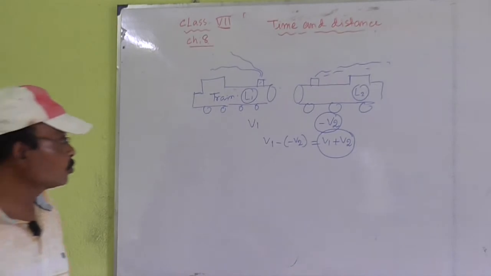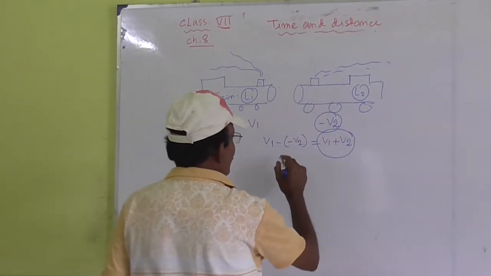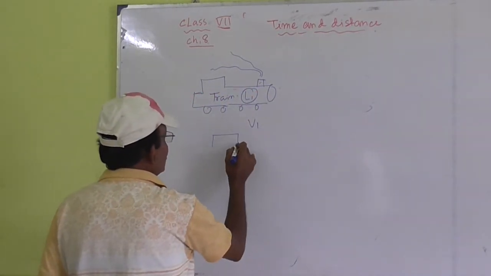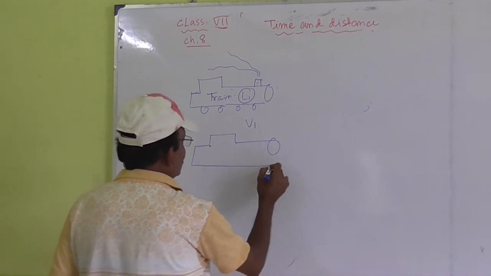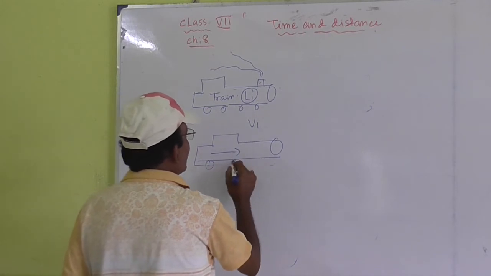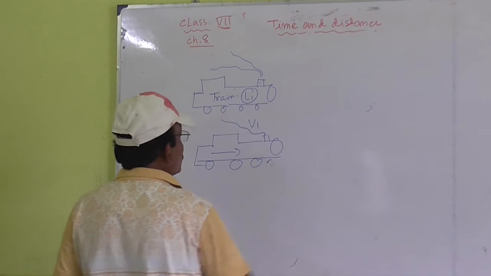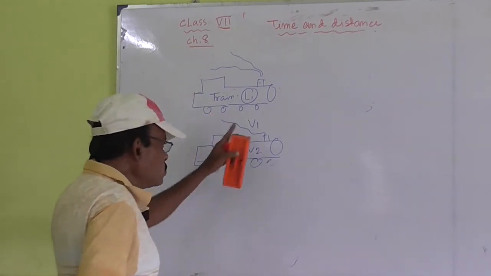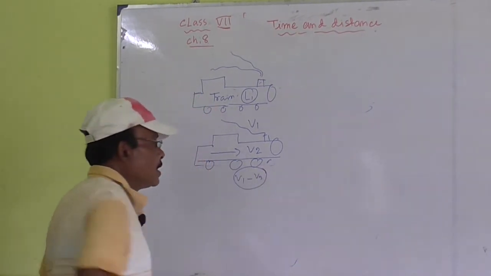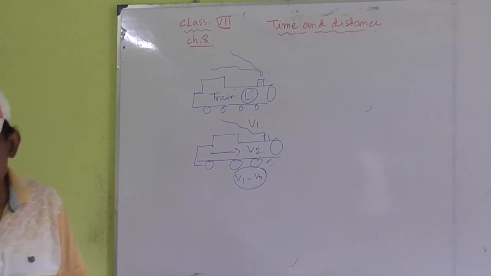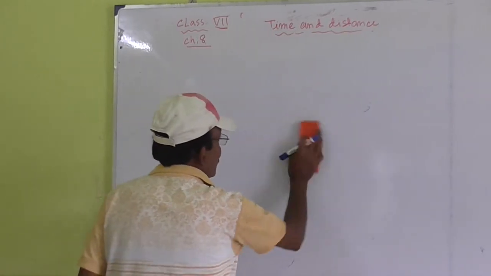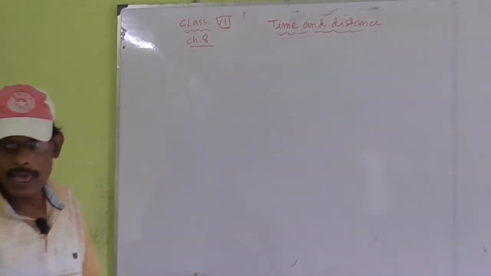Clear? If these two trains are in the same direction, so with respect to one, the relative velocity will be V1 minus V2. Clear? Now, with the help of these rules, I will place some examples before you.